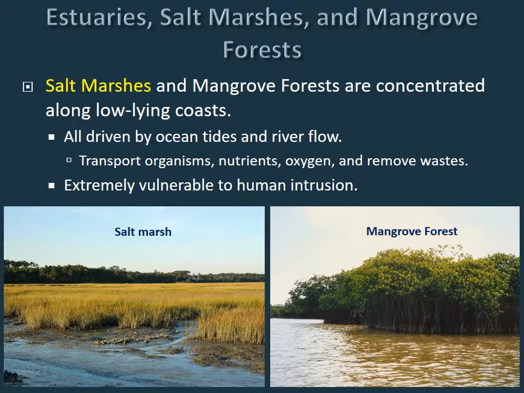Salt marshes and mangrove forests are concentrated along low-lying coasts, and they are driven by ocean tides and river flow, and they transport organisms, nutrients, oxygen, and remove waste. They're extremely vulnerable to human intrusion. So salt marshes and mangroves are oftentimes a focus of restoration efforts because they're so important to keeping these coastlines intact.